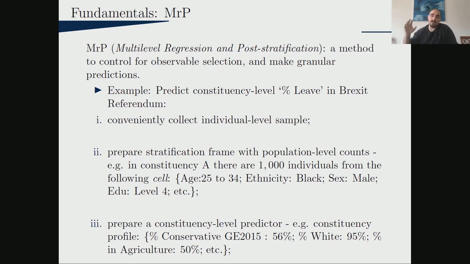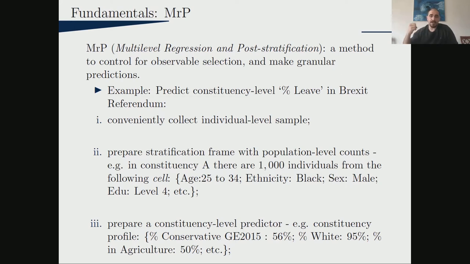Second, you have to prepare a stratification frame. This is a matrix that contains details of how many people in each group of interest, here we call it a cell, there are in each constituency. So for example, it will contain information such as there are 1,000 people in this cell, and the cell would be people aged between 25 and 34, of Black ethnicity, of male sex, of level 4 education, and so on and so forth.